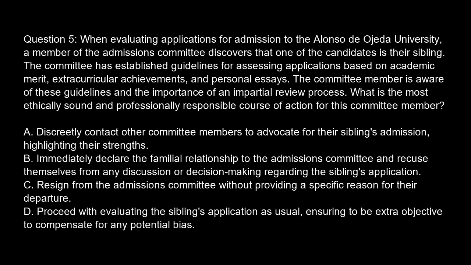Option A. Discreetly contact other committee members to advocate for their sibling's admission, highlighting their strengths. Option B. Immediately declare the familial relationship to the admissions committee and recuse themselves from any discussion or decision-making regarding the sibling's application. Option C. Resign from the admissions committee without providing a specific reason for their departure. Option D. Proceed with evaluating the sibling's application as usual, ensuring to be extra objective to compensate for any potential bias.